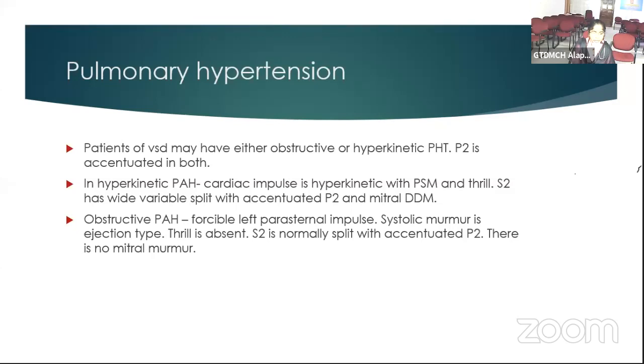In hyperkinetic PAH, cardiac impulse is hyperkinetic with PSM and thrill. S2 has wide variable split with accentuated P2 and mitral mid-diastolic murmur. In obstructive pulmonary artery hypertension, there will be a forcible left parasternal impulse because of right ventricular hypertrophy. Systolic murmur is ejection type. Thrill is absent. S2 is normally split with accentuated P2, and there is no mitral murmur.